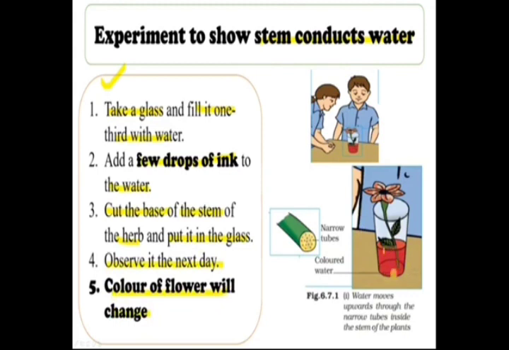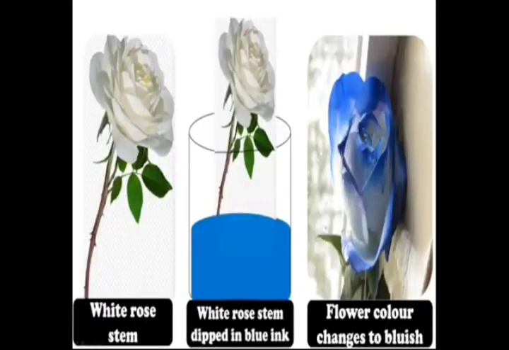What happens? The stem will conduct the ink, and the color of the leaves also turns. The flower also turns. Look at here, a white rose stem has been taken and dipped in blue ink. You can see what happens. The color of the flower turns to blue. The stem absorbs the ink water from the beaker, and the color also turns to blue.